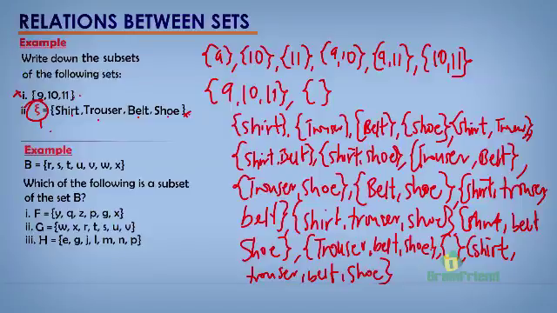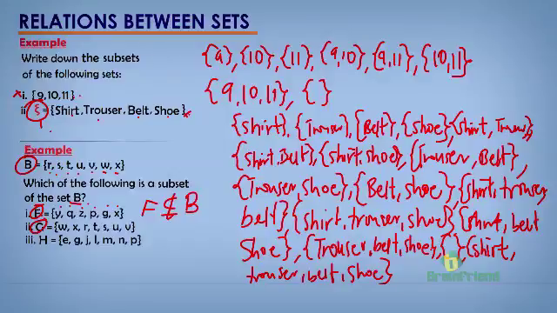Next, let's take another example. If B is the set of R, S, T, U, V, W, and X, which of the following is a subset of the set B? Let's do a quick comparison of our sets. We have the set F that has elements Y, Q, Z, P, G, and X. If we did a comparison of the set F and the set B, we would note that F is not a subset of B.